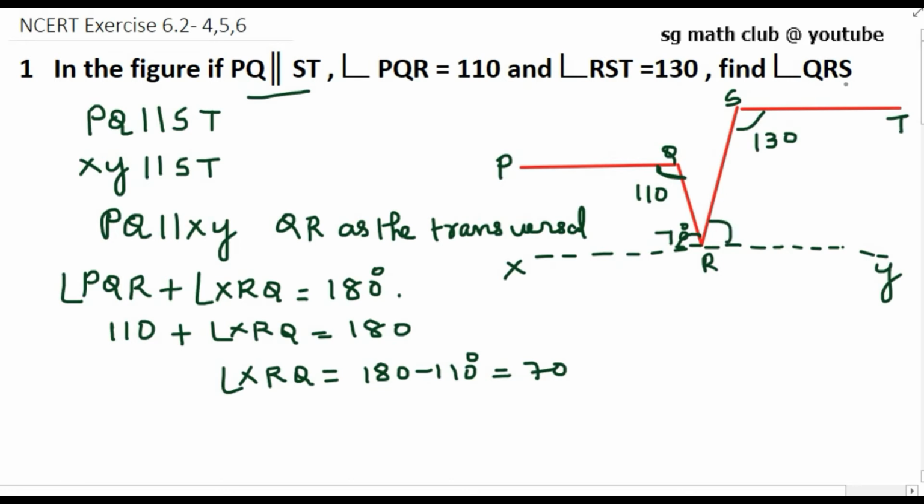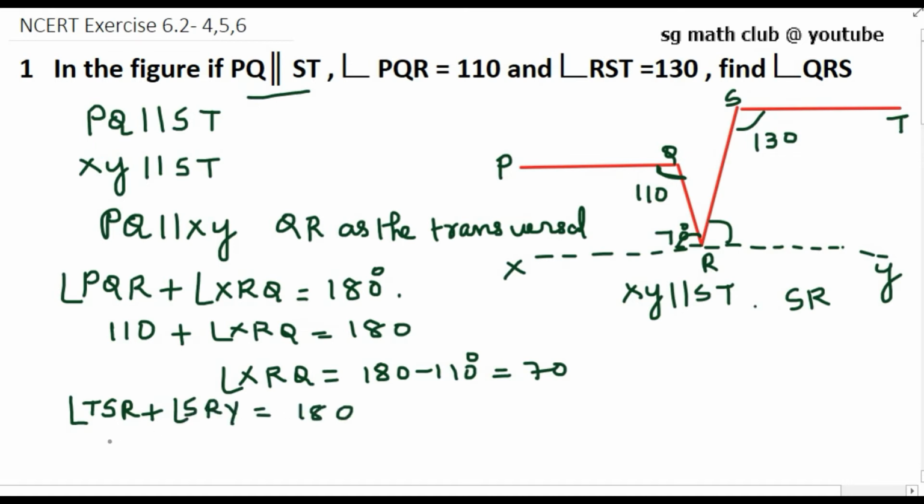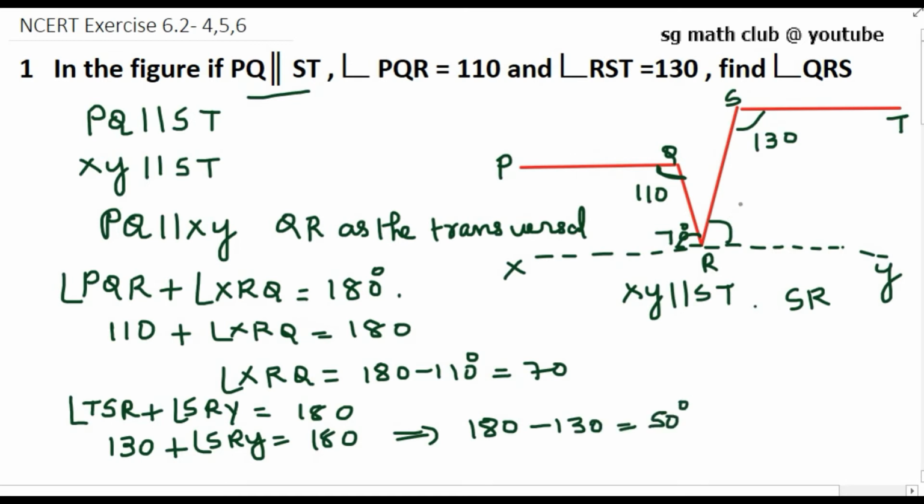We need to find QRS. So before that, I will find SRY. Here also XY is parallel to ST, and we can consider SR as our transversal. Therefore, we can write angle TSR plus angle SRY equals 180 degrees. So 130 plus angle SRY, which we need to find, is equal to 180 minus 130, which is equal to 50 degrees.